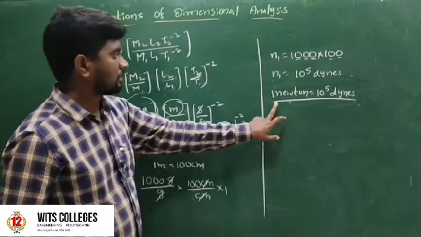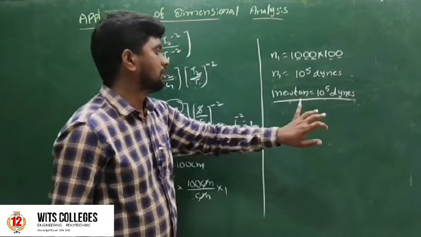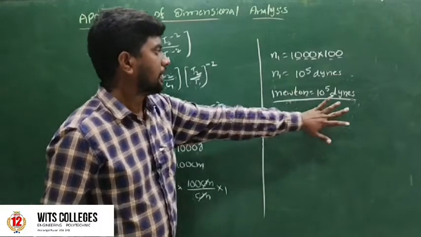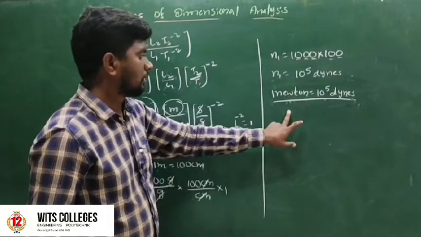Last, the final answer: 1 Newton is equal to 10 to the power of 5 dynes. Newton is the SI unit, dyne is the CGS unit. So one system is converted into another system.